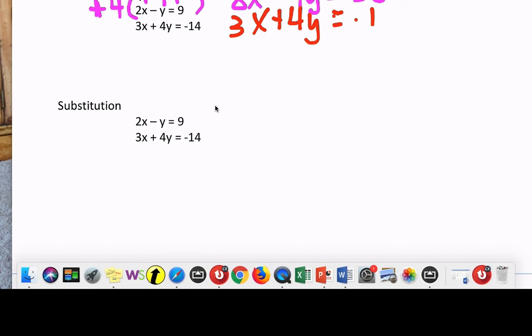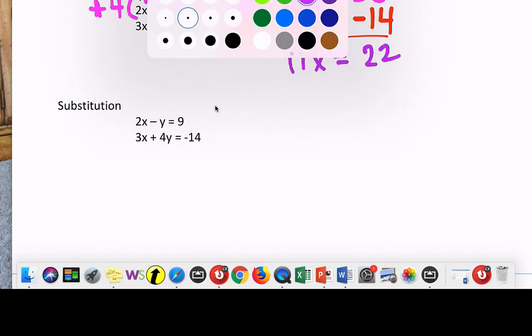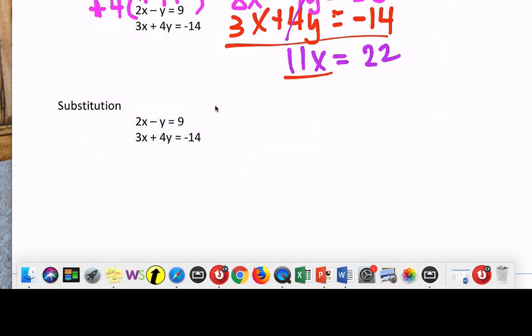All right, now we add it together, and the variable that I chose should eliminate, and it does. The y's cancel. We get 11x equals 22. Let's solve for x, so we're going to divide each side by 11. So here x equals 2.